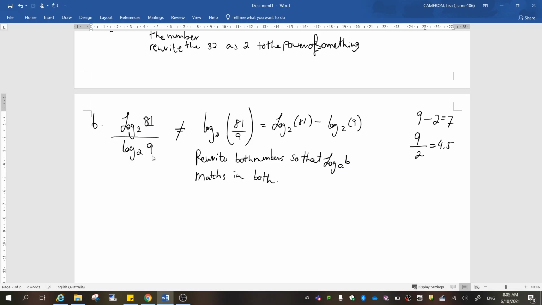I can match 81 to 9 because I can say that 81 is just 9 to the power of 2. So log 2, 9 squared over log 2, 9. Okay, now I can take this one to the front, cancel that out, and now you can see that I'm left with log 2, 9 divided by log 2, 9. So that is like saying anything divided by itself is always equal to 1, which leaves me with my answer of 2.